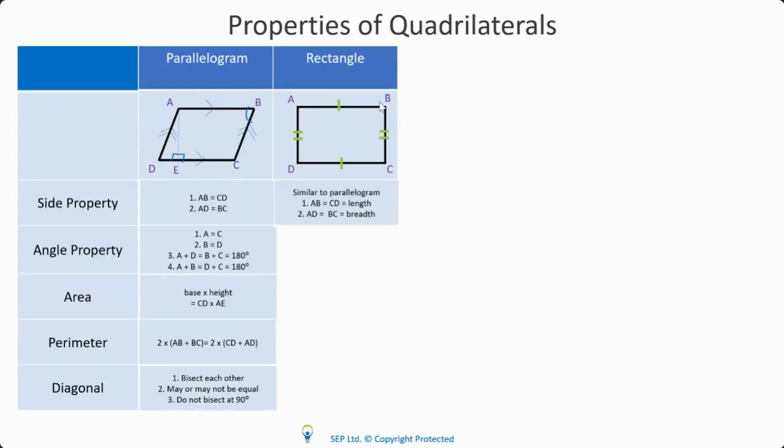Opposite sides are parallel. The other thing which changes when you come from a parallelogram to a rectangle is that all angles become 90 degrees.